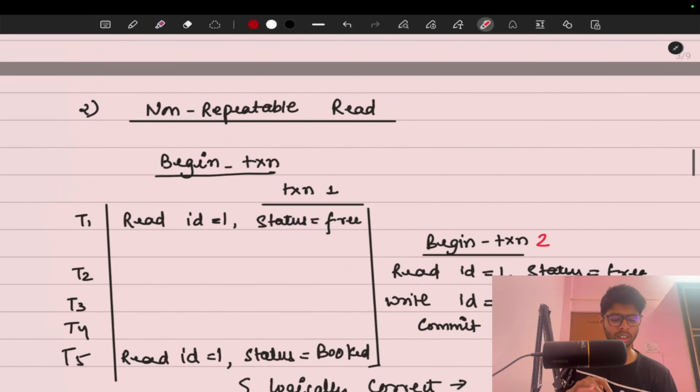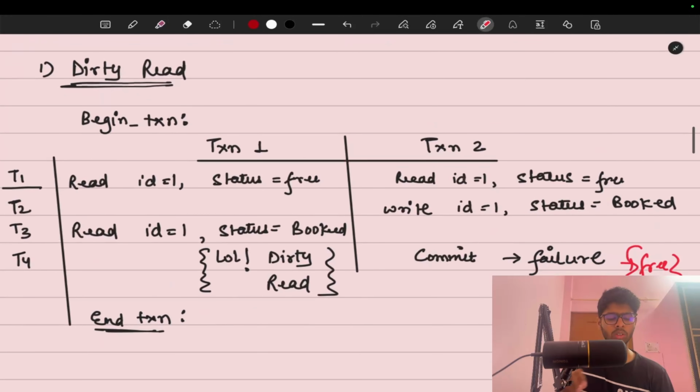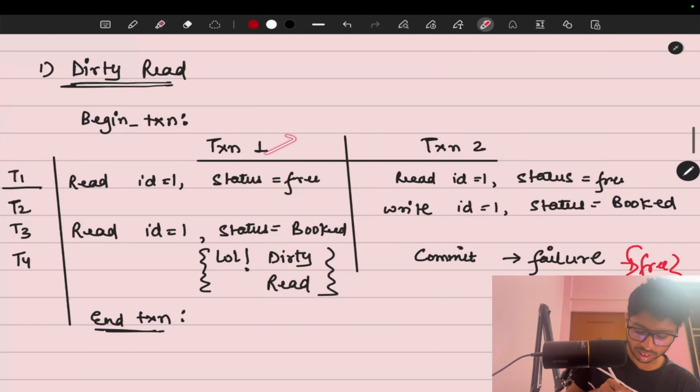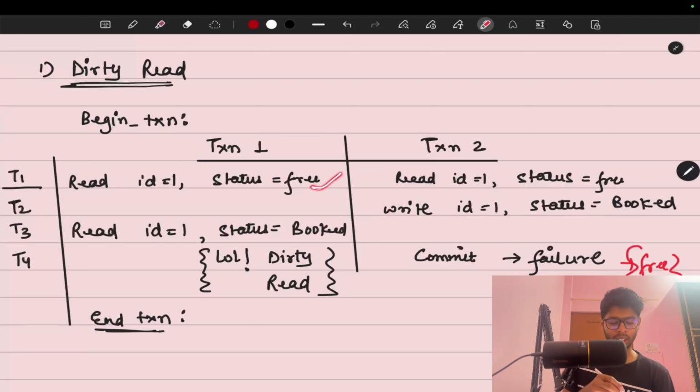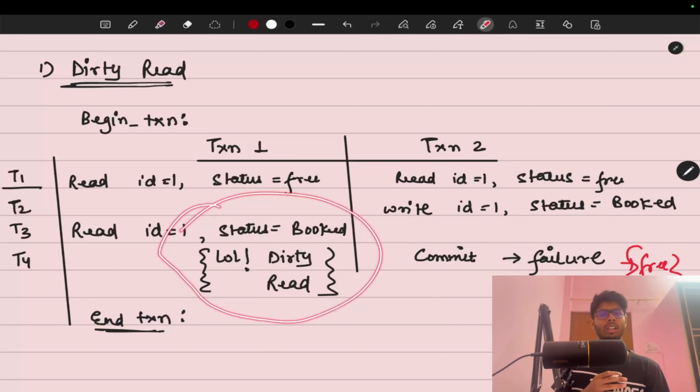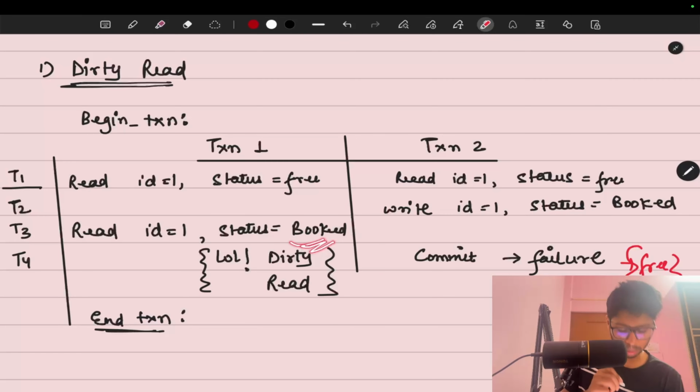So now let me summarize all three problems one more time. Dirty read says that if you are reading data with status equals free, and now you are reading status equals booked because of transaction T2, and transaction T2 never reached status equals booked because it rolled back due to some error, then you have made a dirty read. This status equals booked is never possible. This is the problem of dirty read.